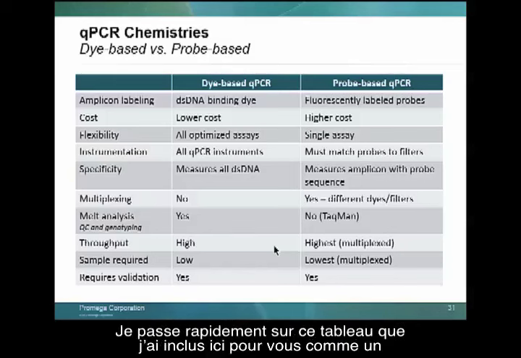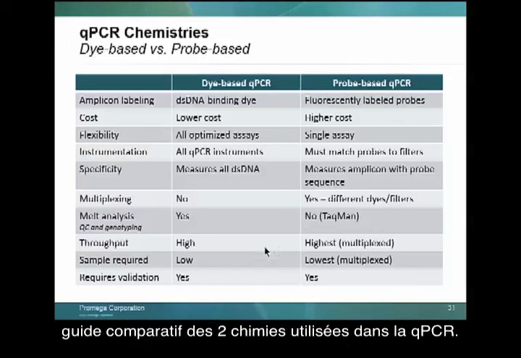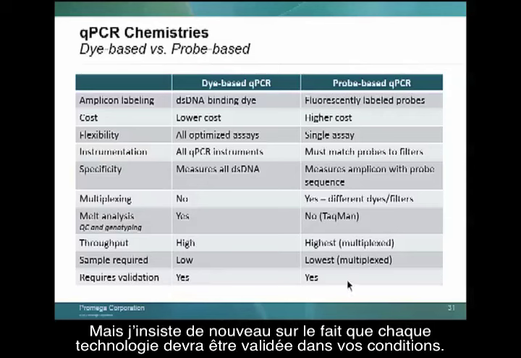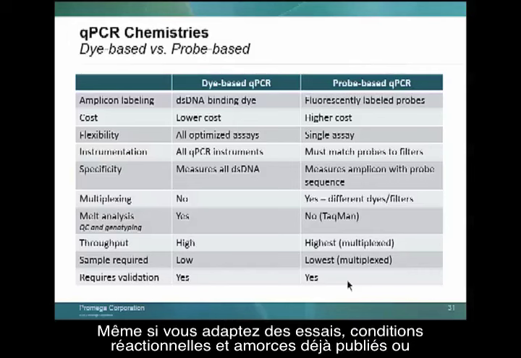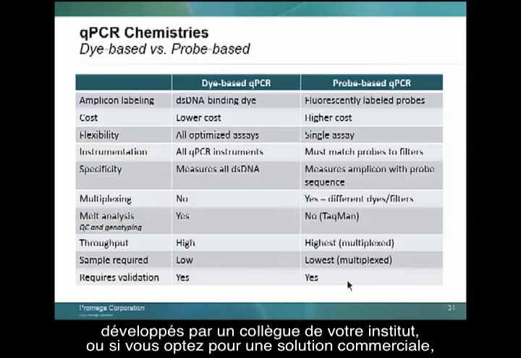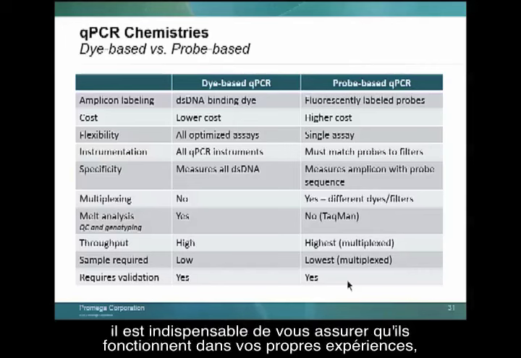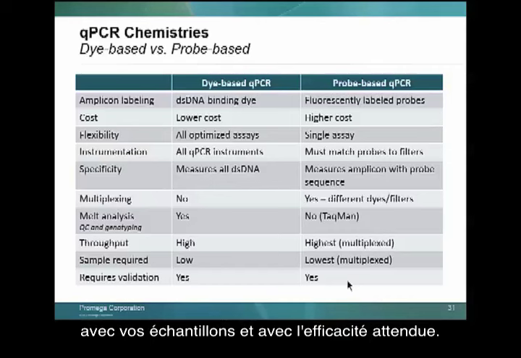I'm not going to go over this table, but I wanted to include this table so that you have a reference to look at the differences between dye-based qPCR and probe-based qPCR. What I do want to end on is reminding you that either technology requires you to validate it in your hands. It doesn't matter if you've identified the reaction conditions in the primers from the literature, from a colleague down the hall, or if you've purchased them. You still need to make sure that they are operating in your hands with your sample types with the efficiency that you expect.